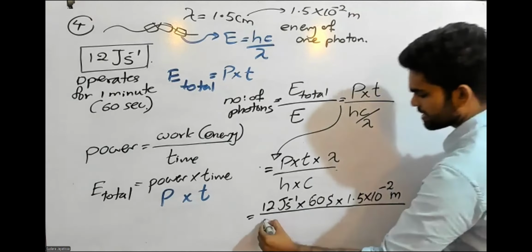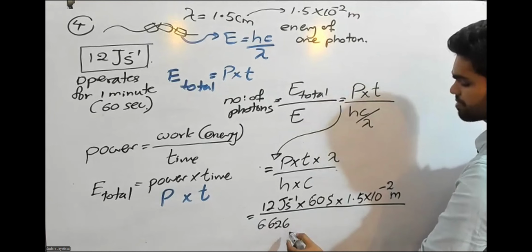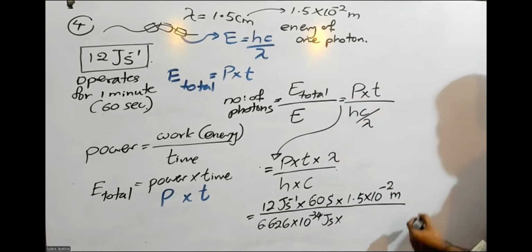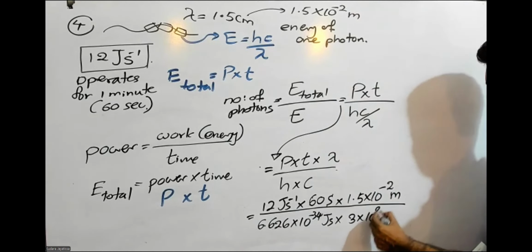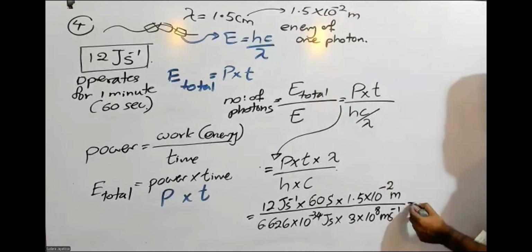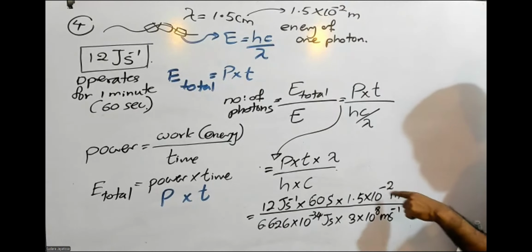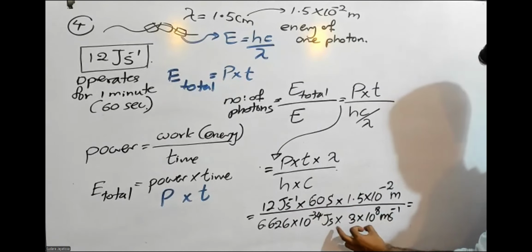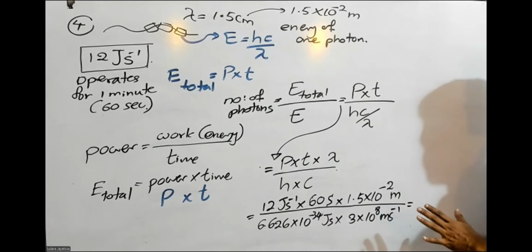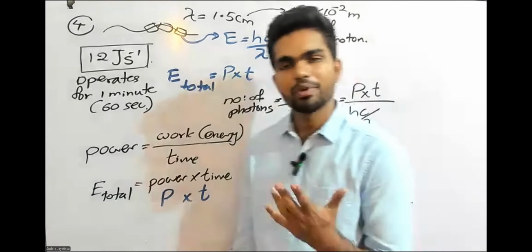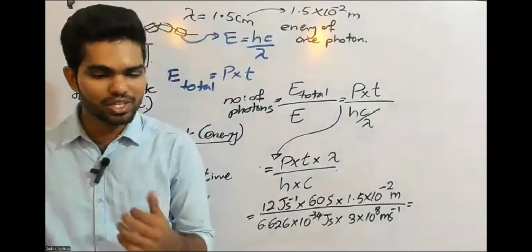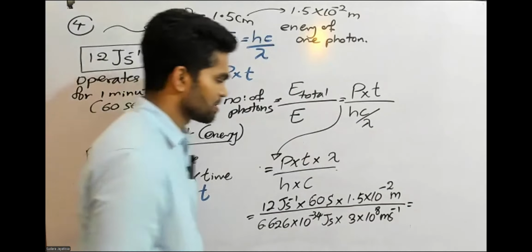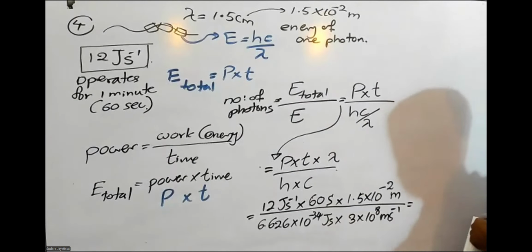And then h is 6.626 into 10 to the power minus 34 joule seconds. And c is the speed of light, 3 into 10 to the power 8 meters per second. Now look at the data. Each unit is going to get cancelled. Joule to joule, per second to second, and second to per second, meters to meters, they all get cancelled, because the number of photons will not have any unit. So all the units here must be cancelled. Understood that? Then you will get the answer from here.